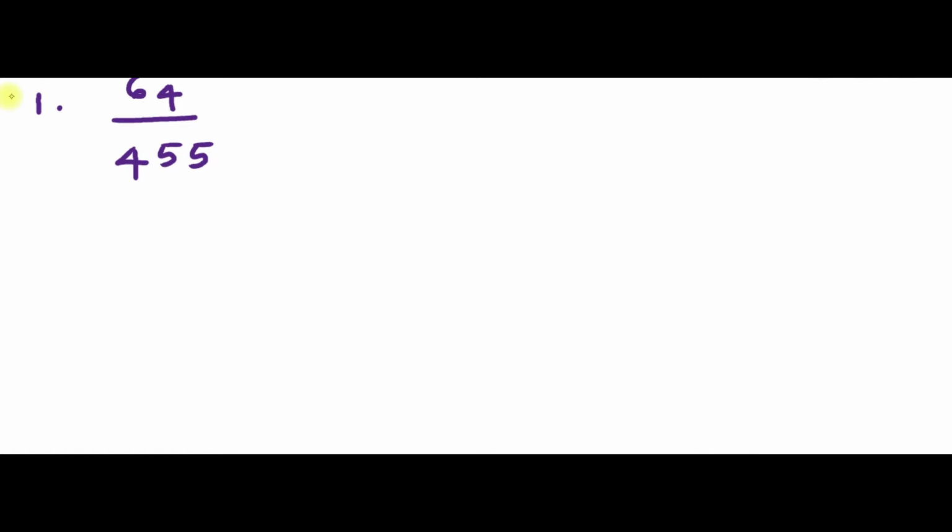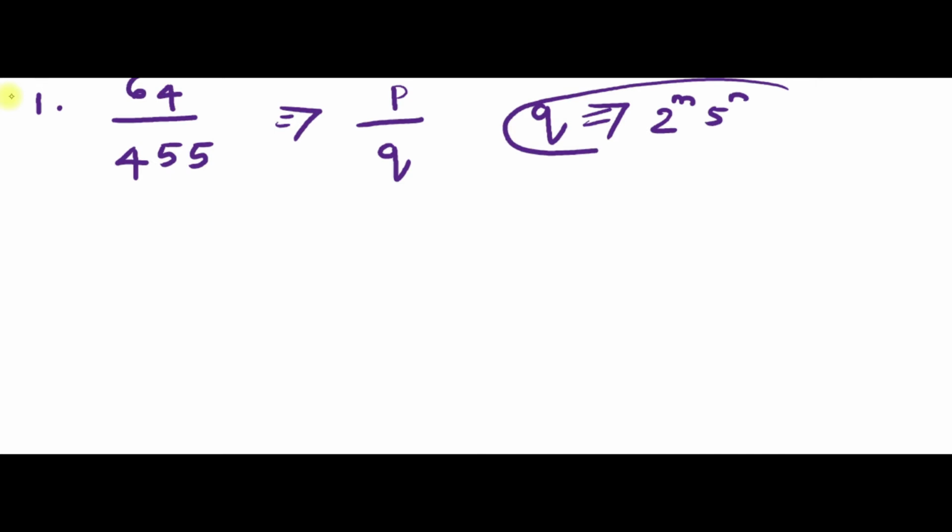Your first question is 64 by 455. We have to find whether this is a terminating or non-terminating decimal expansion. This can be expressed in the form of p by q. We have to determine only q, and find whether q is in the form of 2 raised to m into 5 raised to n.